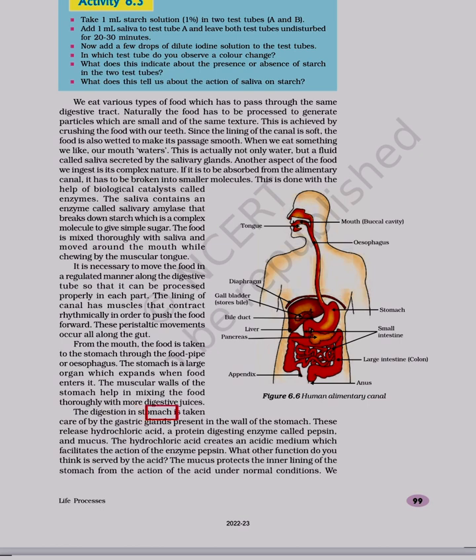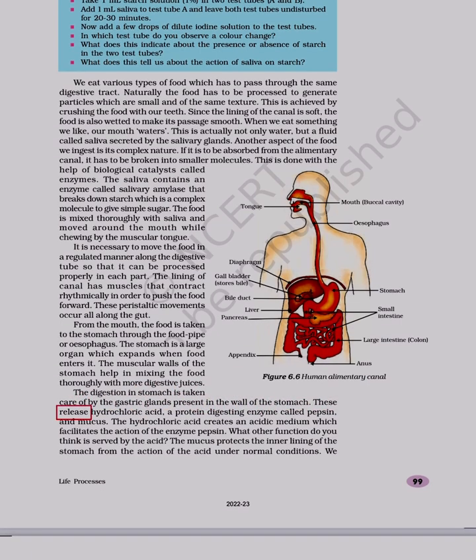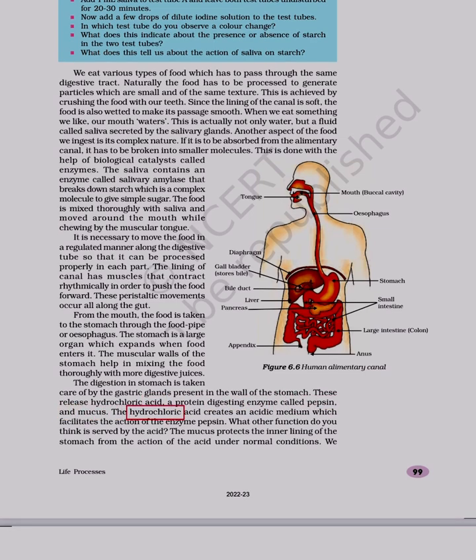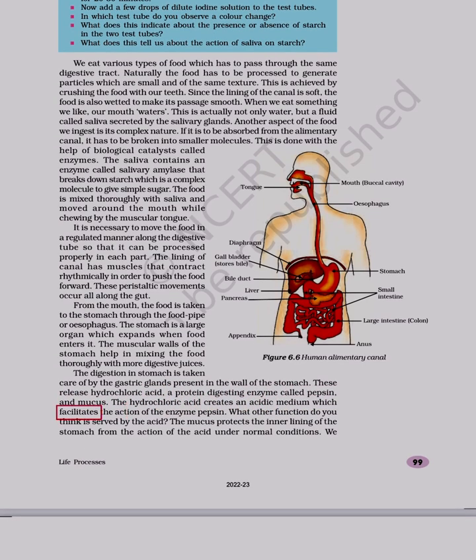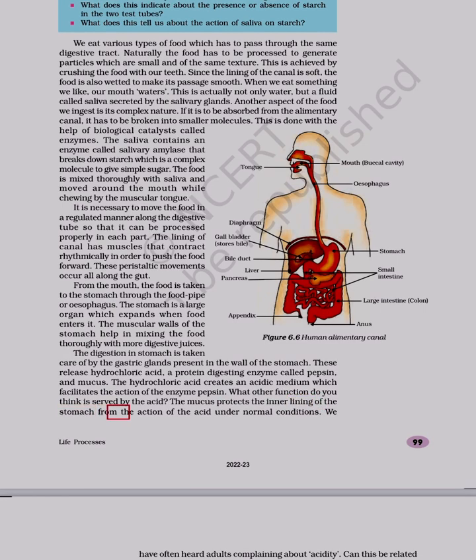The digestion in the stomach is taken care of by the gastric glands present in the wall of the stomach. These release hydrochloric acid, a protein digesting enzyme called pepsin, and mucus. The hydrochloric acid creates an acidic medium which facilitates the action of the enzyme pepsin. What other function do you think is served by the acid? The mucus protects the inner lining of the stomach from the action of the acid under normal conditions.